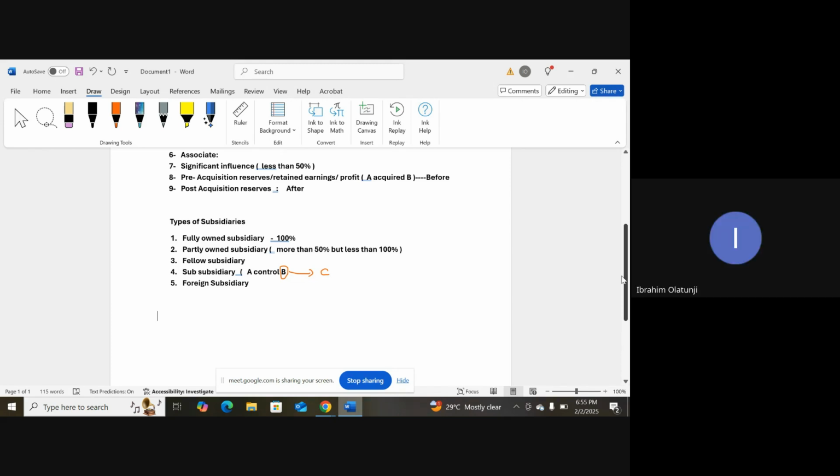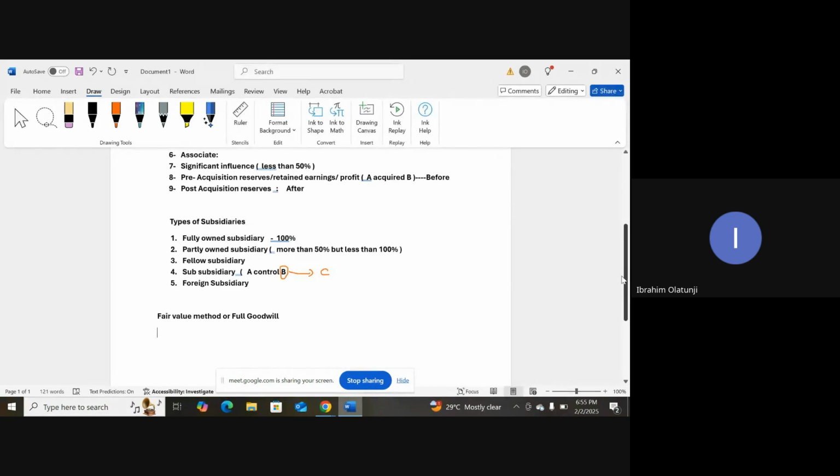Number one is the fair value or full goodwill. That's another name: fair value method, or full goodwill. That is the number one method that we can use to measure or value non-controlling interest.